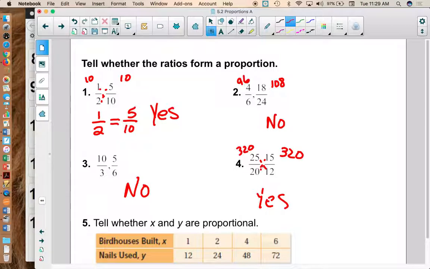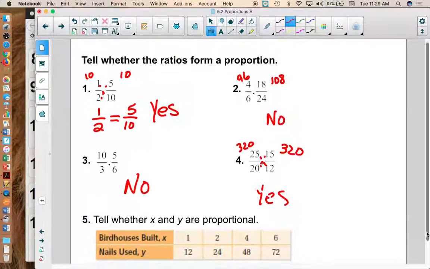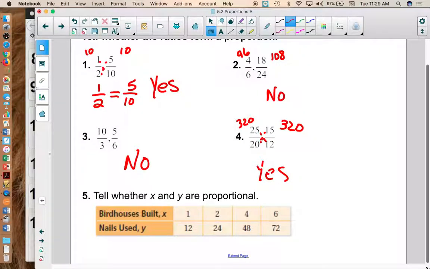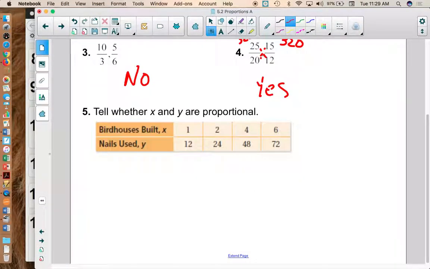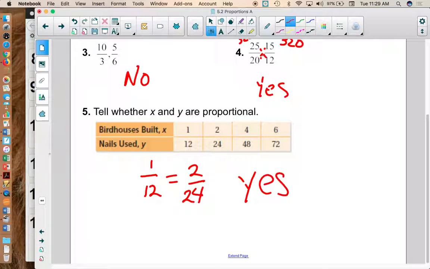What about number 5? Tell whether x and y are proportional. We've had one of these now. So I'm gonna just set them up as 2 ratios. X and y, are they proportional? I've got 1/12, and I have 2/24. Are they proportional, Matthew? Yes. They certainly are. They are equal fractions. They are proportional. That's what you're doing.